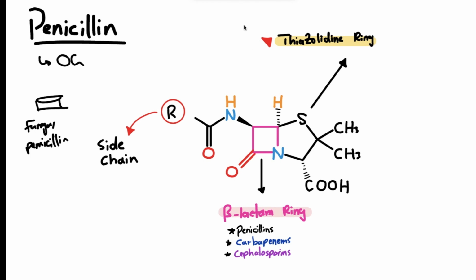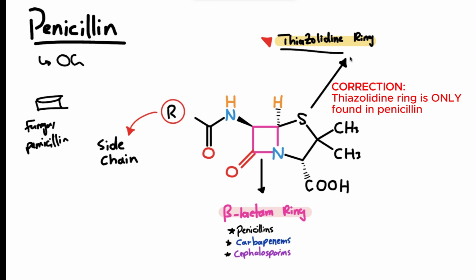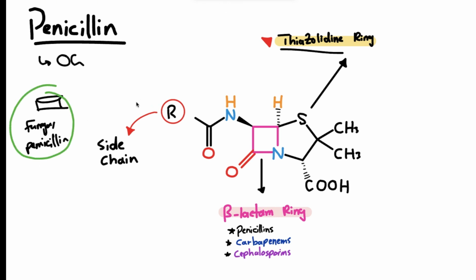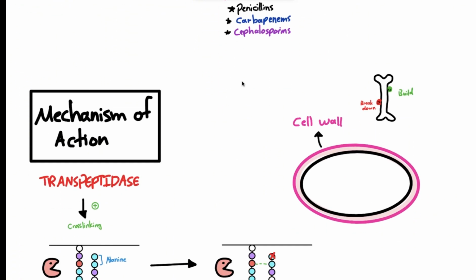Here, we see the structure of penicillin. You don't really have to know the structure, but what you really need to know is that this structure contains a beta-lactam ring. It's not only found in penicillin, it's also found in carbapenems and cephalosporins, but the ring that is found only in penicillin is called the thiazolidine ring. This is the R chain, or the side chain. And so we're going to talk in this lecture about the normal penicillins that are found in fungus and the semi-synthetic ones that are modified in the lab.